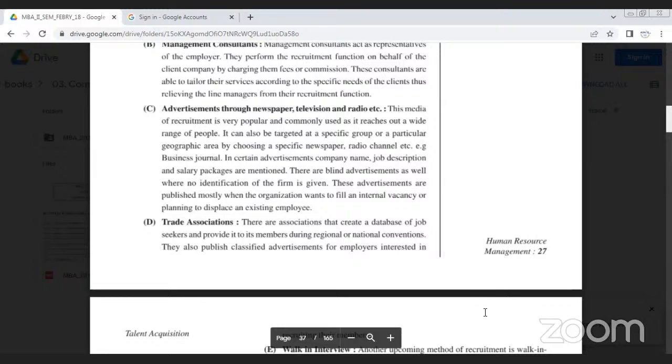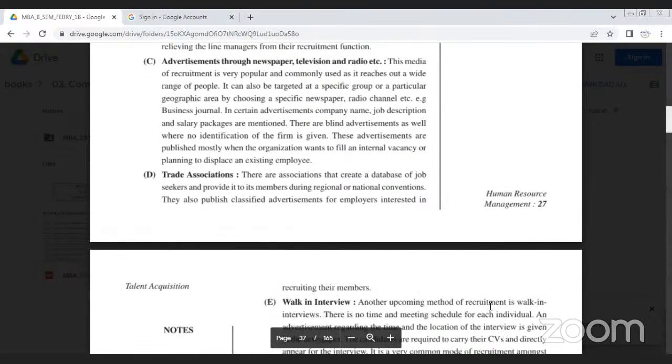There are blind advertisements as well, where no identification of the firm is given. These advertisements are published mostly when the organization wants to fill an internal vacancy or is planning to replace executive employees.